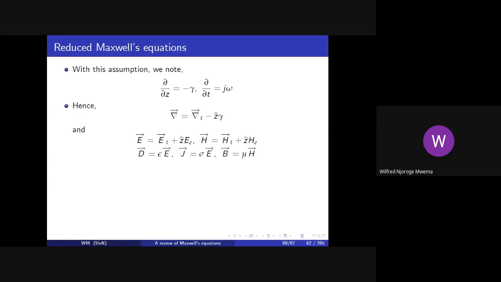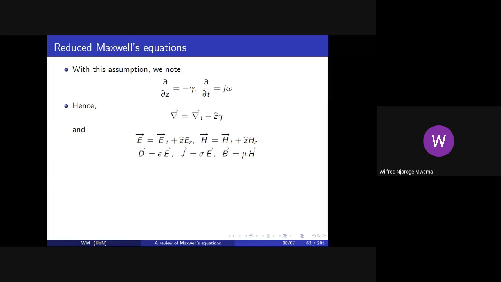And therefore, the del operator can be split into two components: a del operator that operates in the transverse plane, and an axial del operator, which we replace by its value, minus gamma, and therefore we get del t minus z gamma. The electric field and the magnetic field, in fact all the fields, can therefore be split into two components: a transverse electric field component and an axial field component, and H as well as the others.